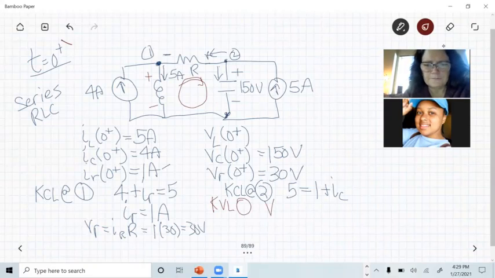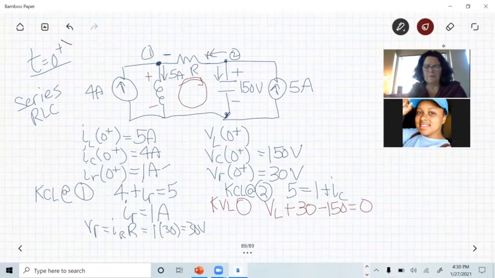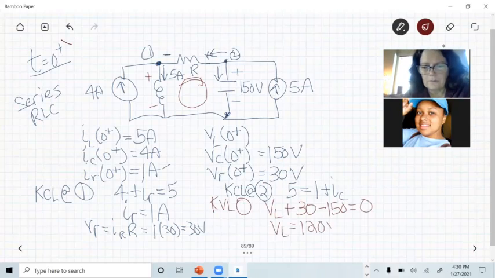VL is positive because I'm going from minus to plus as I'm going clockwise. R is also going from minus to plus, so it's positive. VR, we know what VR is, so let's put that in, 30. Minus VC, because it's going in the other direction, and VC is 150. It's the signs that kill you guys on this. And I get minus 120, I move it over to the other side, I get VL equals 120 volts.